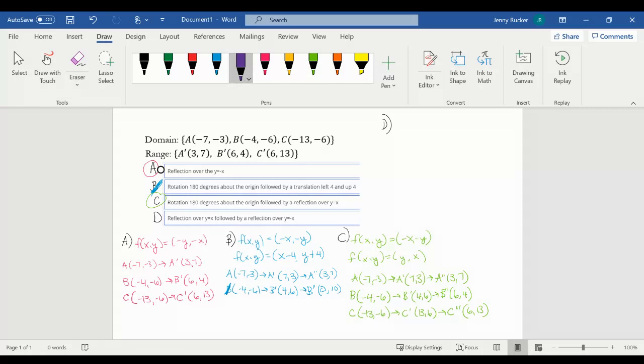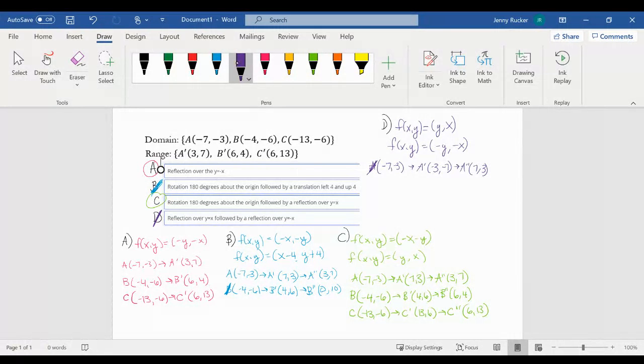All right, let's take a look at our last choice. D, reflect over y equals x. So that's the function rule f of (x, y) equals (y, x). And then we're going to reflect over y equals -x. So f of (x, y) equals (opposite of y, opposite of x). Let's do this for A. So (-7, -3) would map to (-3, -7). And then if we apply our second reflection, opposite of y would be 7, opposite of x would be 3. So you can see that this doesn't work for A. So choice D does not work.